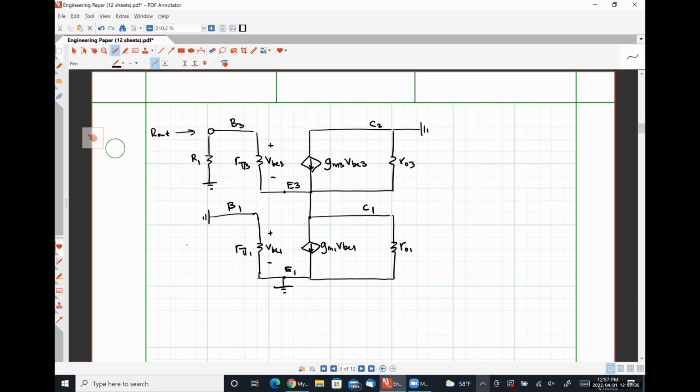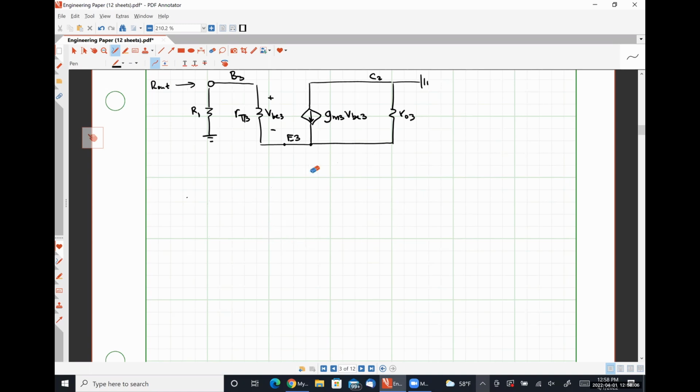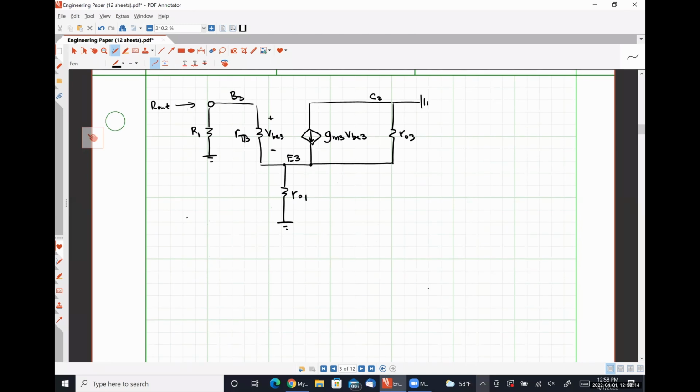Okay, so let's look at a couple of things here. VBE1 is obviously 0. Yay, nay? Yes. Okay. Which means GM1 times VBE1 is 0. So everything looking down from the emitter of 3 is just R01. So I'm just going to get rid of all this stuff right here and say that we have R01.